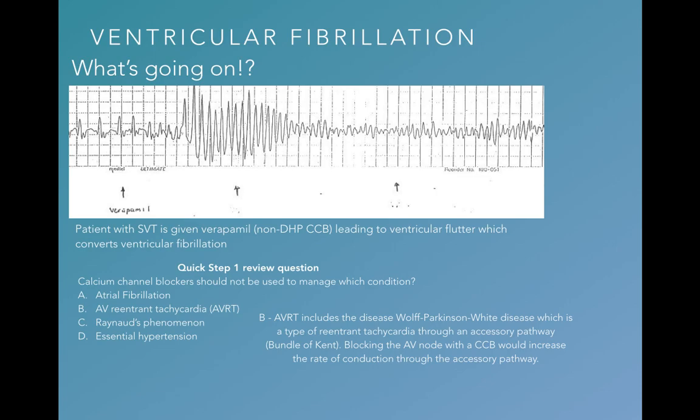So if you give a calcium channel blocker to someone with WPW, then you block the AV node and you allow for further conduction through the accessory pathway. In WPW, the accessory pathway is known as the bundle of Kent. So remember that, that's important. Sometimes beta blockers are used for Wolff-Parkinson-White, but you never want to use something that inhibits the AV node, like a calcium channel blocker or digoxin.